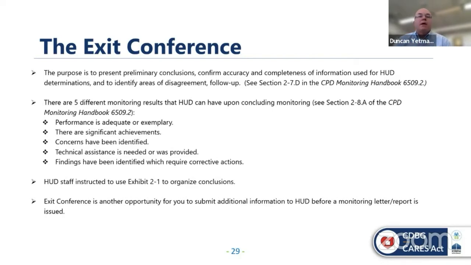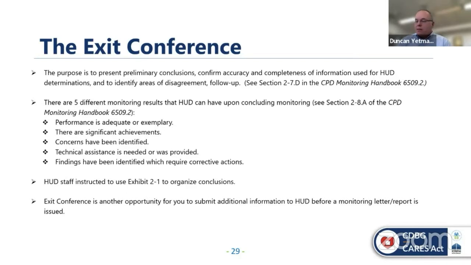These are some of the different monitoring results that can result from the monitoring process. Performance is adequate or exemplary. There are significant achievements. Concerns have been identified. Technical assistance is needed or was provided. Findings have been identified which require corrective actions.